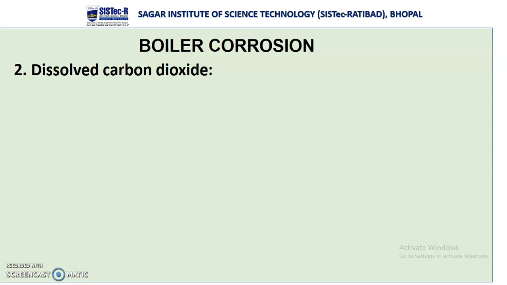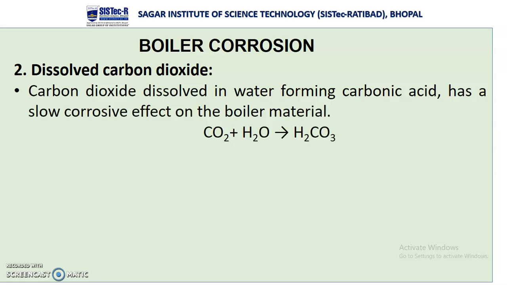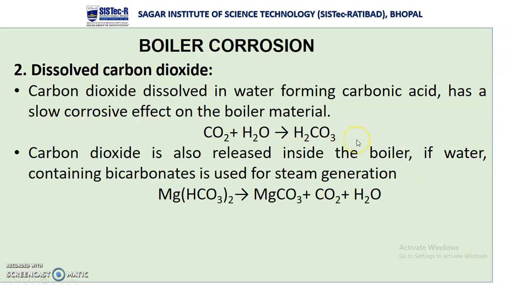Now the second cause is dissolved carbon dioxide. When water containing bicarbonate is heated, carbon dioxide is evolved, which makes the water acidic. Carbon dioxide dissolved in water forms carbonic acid and leads to intense corrosion of boiler metal. Here we can see the reaction between carbon dioxide and water. It forms carbonic acid.